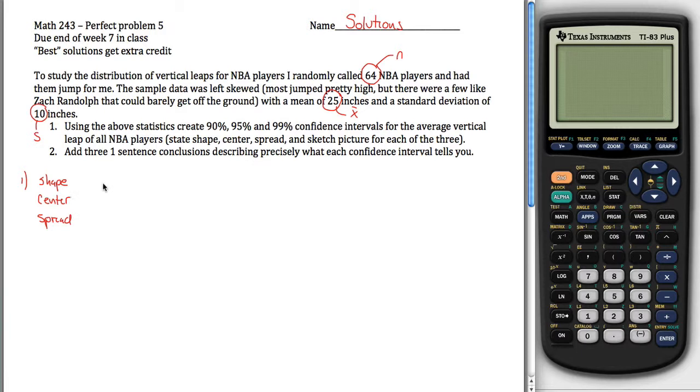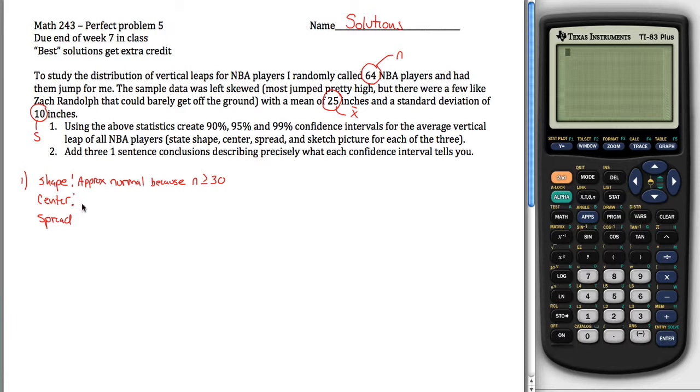The shape of this distribution will be approximately normal because everything in this class is approximately normal. And you might disagree. You might say, no, it says up in here that it's left skewed. How's it approximately normal? It's approximately normal because we're talking about the shape of the sampling distribution, so we can apply the central limit theorem. And because n is greater than or equal to 30, the central limit theorem tells us that even if the parent distribution is not approximately normal, the sampling distribution is.